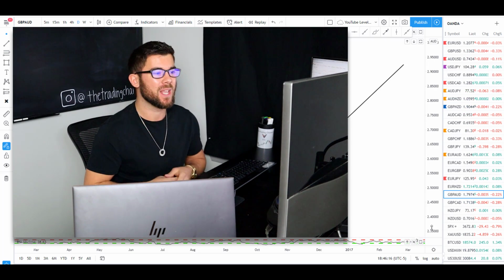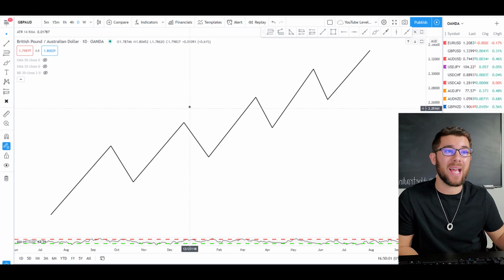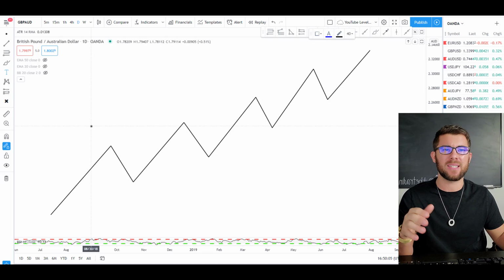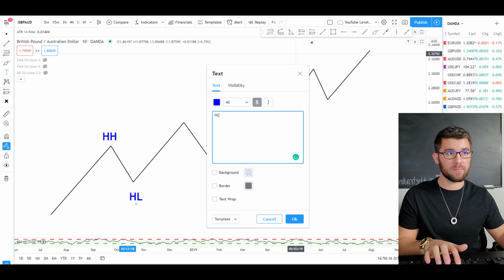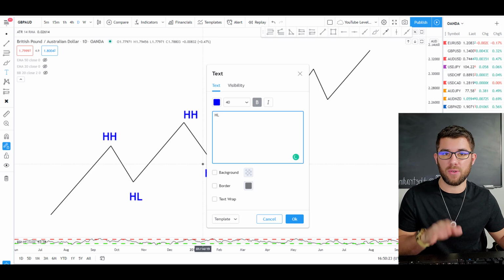Now, trend for me has two different types. And what you're looking at on the chart right now is what I consider a clean trend. Now, a clean trend is when you can easily see the market making higher highs, higher lows, higher highs, higher lows, and so forth. I'll do this so that you guys don't have to watch it.